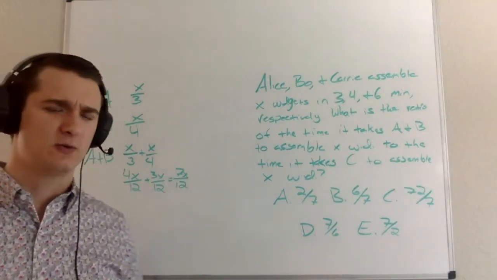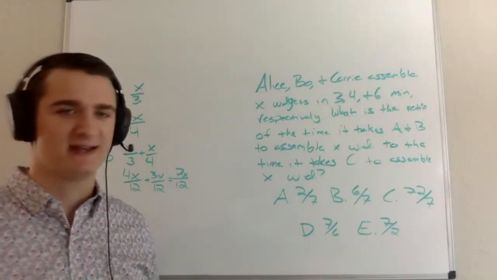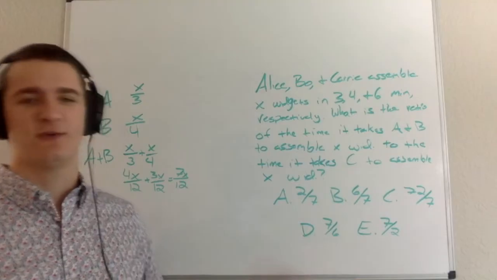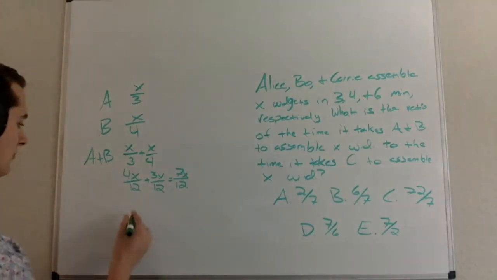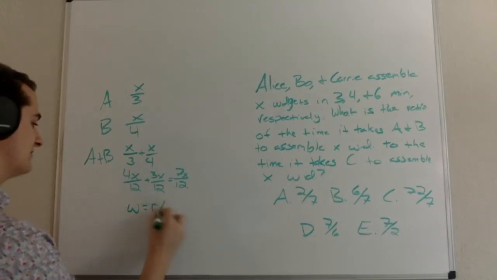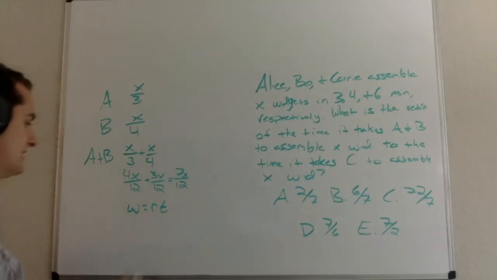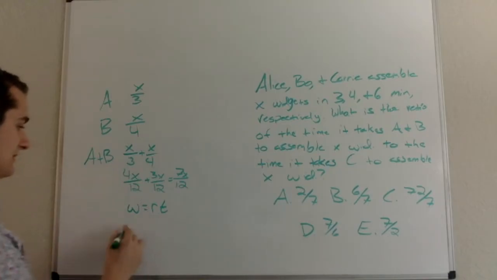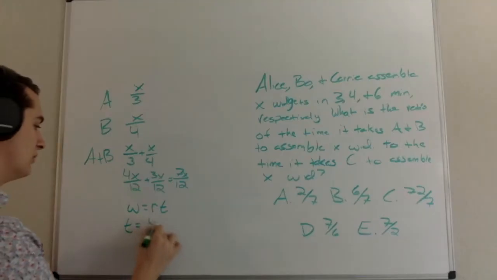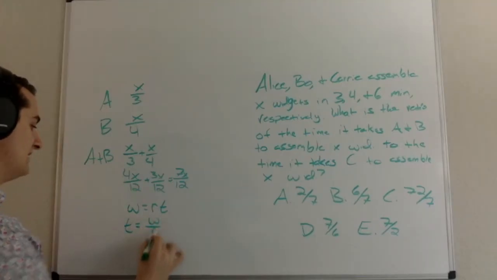I think two questions ago, I said distance is equal to rate times time. Here I'm going to say work is equal to rate times time. Distance is a form of work. So I'm going to say work is equal to my rate times my time. Obviously, the work here is going to be X widgets, but I'm solving for time. So I'm going to say time is equal to work over rate.